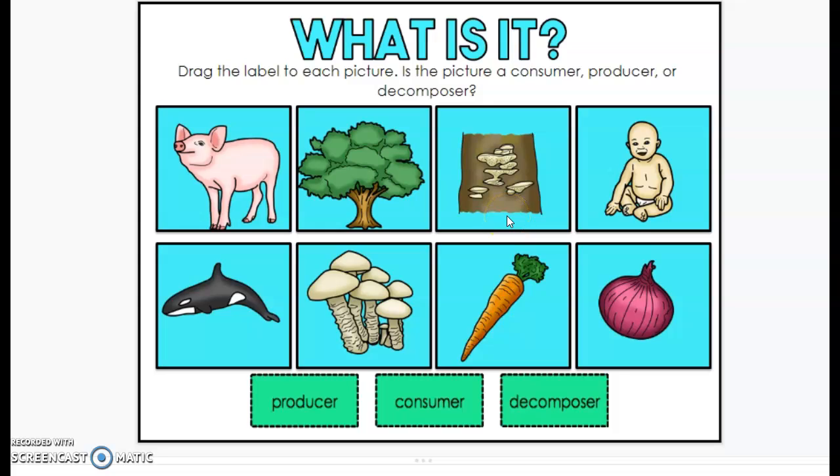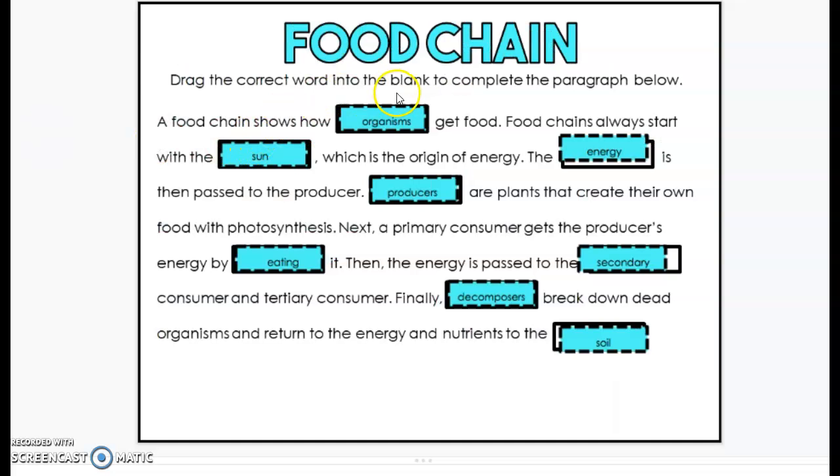Now, we've been looking at food chains. In our last lesson, we looked at different words that are used to describe a food chain. Organisms, how a food chain starts with the sun. It has all of the energy that passes through producers that are plants. And then we have consumers, primary and secondary, and tertiary consumers and decomposers.